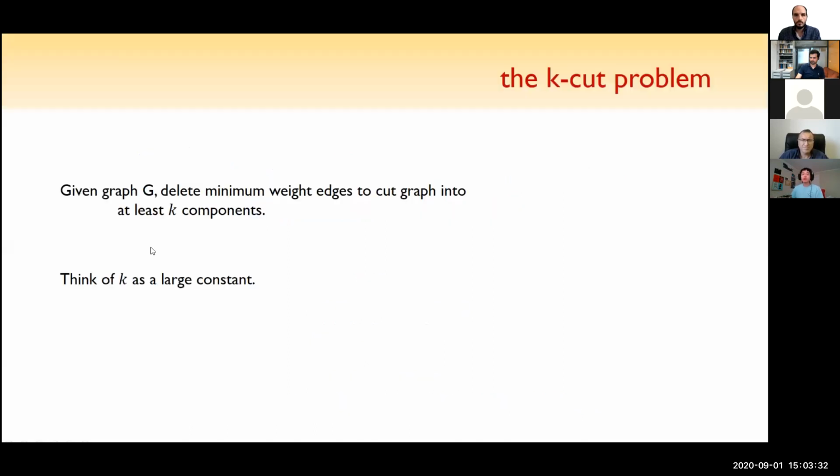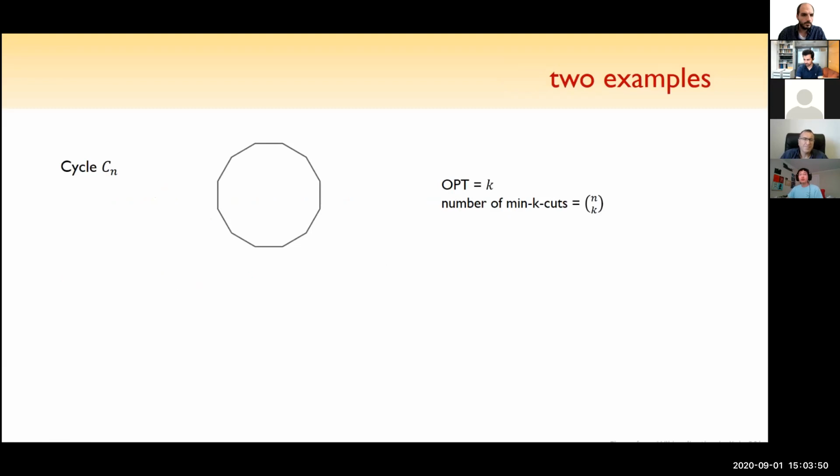Okay, so let's begin with the K-cut problem. Given a graph, we want to delete the min-weight set of edges to cut the graph into at least K components. So for this talk, think of K as a large constant, say like 100, because that's the regime we'll be considering. Throughout this talk, we'll be considering two canonical graph classes to build some more intuition on how K-cut algorithms perform on certain graphs.